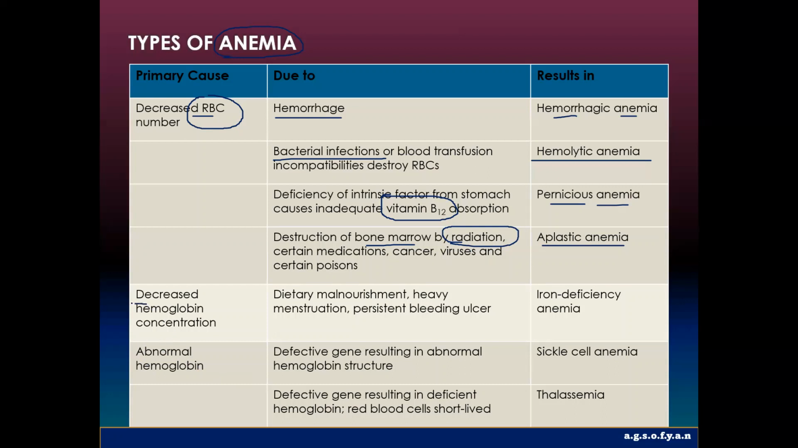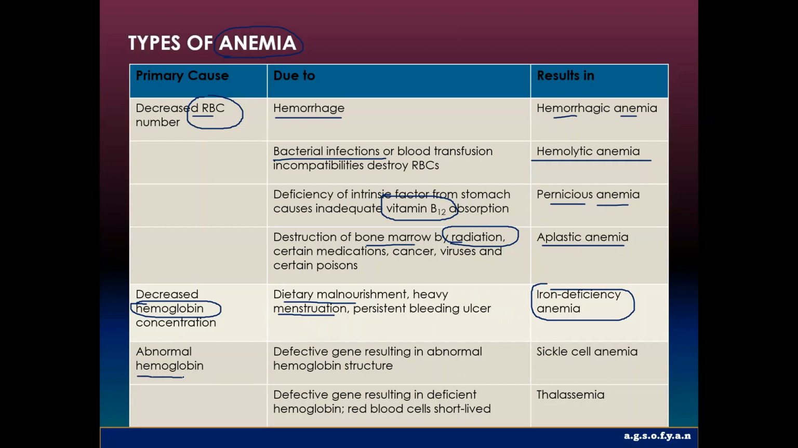Decreased hemoglobin concentration. Remember, hemoglobin is made from iron, so we need iron for making this hemoglobin. So it can cause what we call iron deficiency anemia. This is dietary malnourishment. Heavy menstruation can also cause anemia, because of this deficiency.